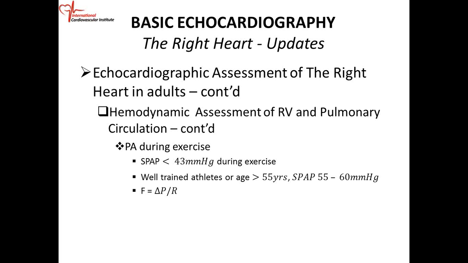During exercise, the pulmonary artery pressure usually goes up a little bit, but it should be less than 43 millimeters mercury. If your PA pressure increases more than that with exercise, then it suggests that you have a problem. And a lot of these patients usually present with exercise shortness of breath. However, well-trained athletes or older individuals can sustain pulmonary pressures of 55 to 60 millimeters mercury with exercise.